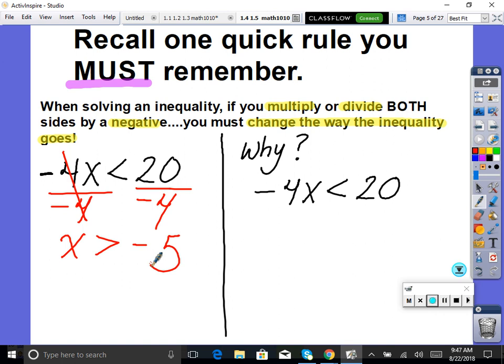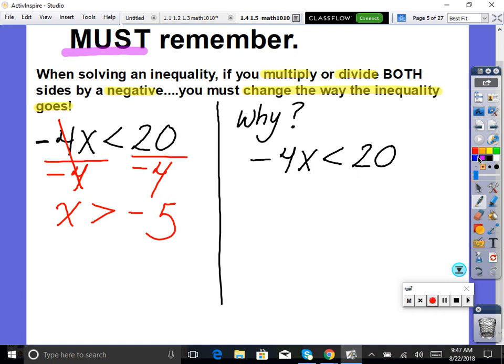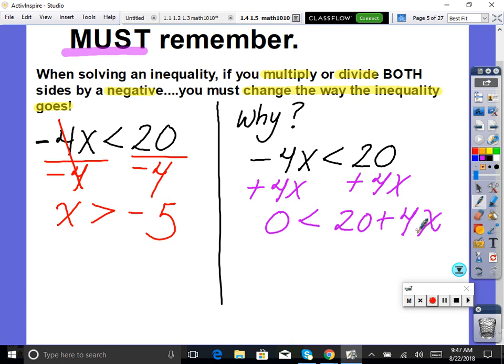I could also say to you, okay, you're only allowed to solve for x if x is positive. You got to use algebra to make x positive. So watch, couldn't I make this positive 4x by adding it over here? Why not? Is that changing the problem? No, I'm doing the same thing to both sides of the equation. So I could add 4x to both sides. So now, guys, people always go like, what happened here? Well, -4 plus 4 is 0. 0 is just a number, so write in your zeros. So we have 0 is less than, we have now 20 plus 4x. Now x is positive, so we're good to go.